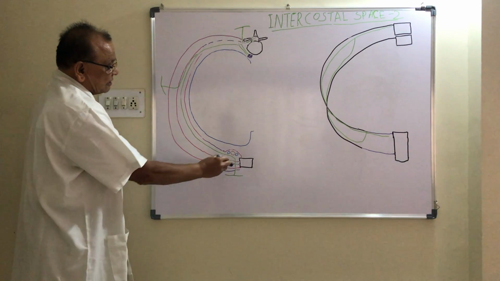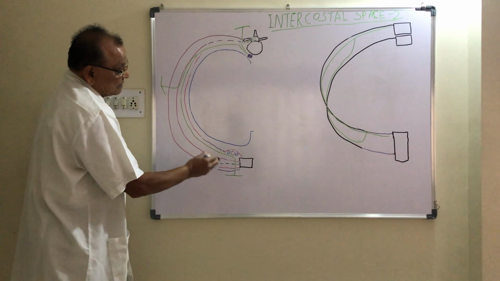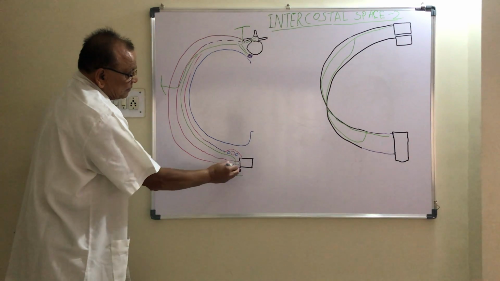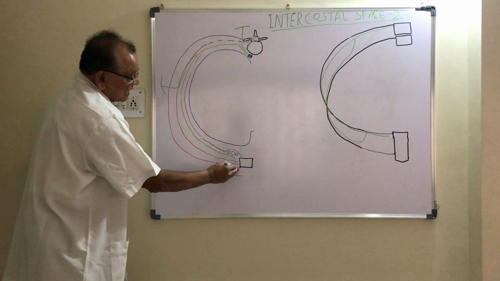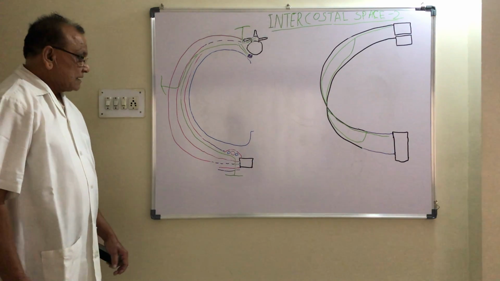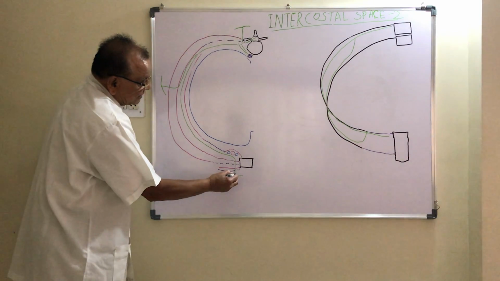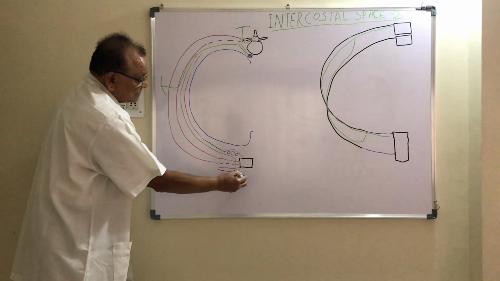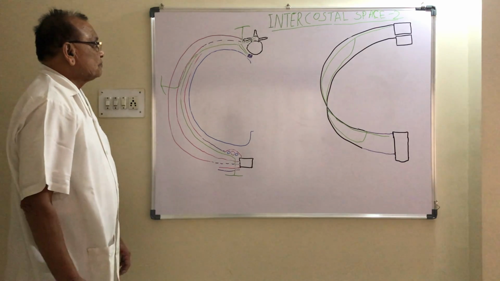First it pierces the internal intercostal muscle, then the external intercostal membrane, then the pectoralis major muscle, then the pectoral fascia, and becomes a cutaneous nerve. This cutaneous nerve is known as the anterior cutaneous nerve. The anterior cutaneous nerve divides into medial and lateral branches, and these branches supply the skin of the front of the chest.